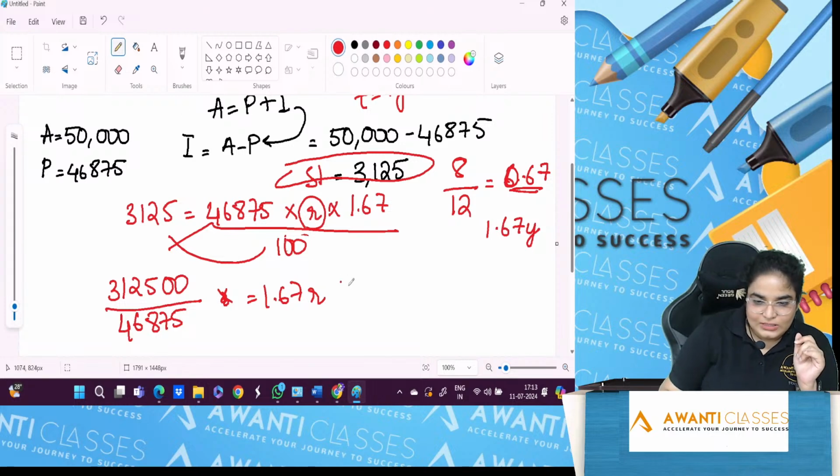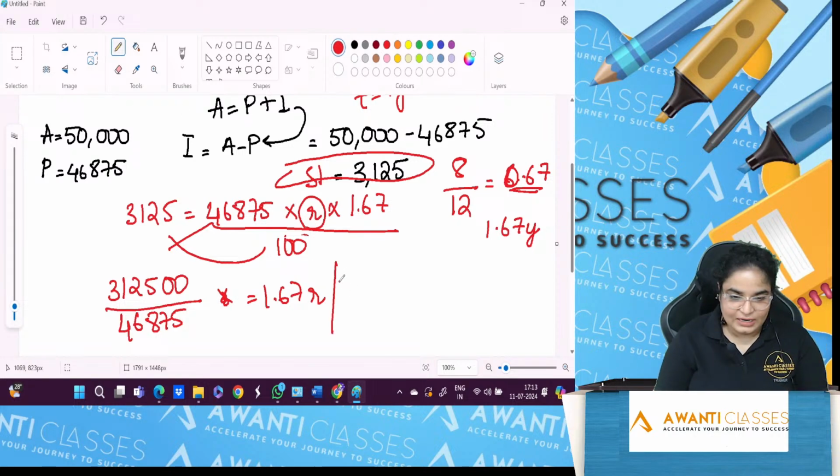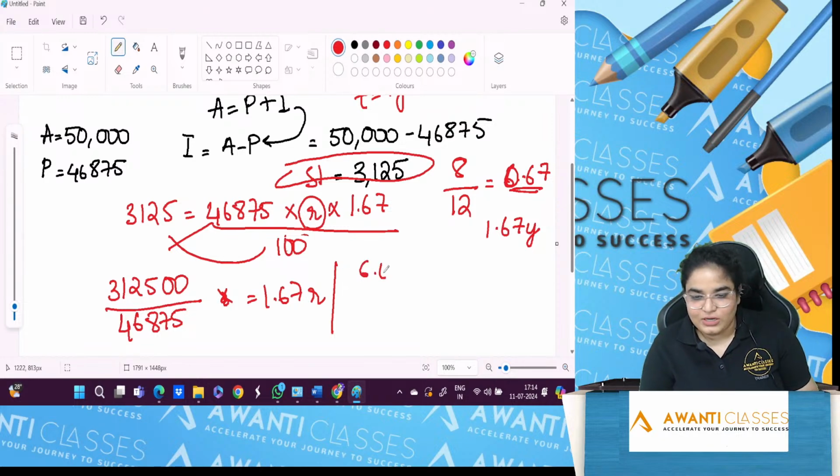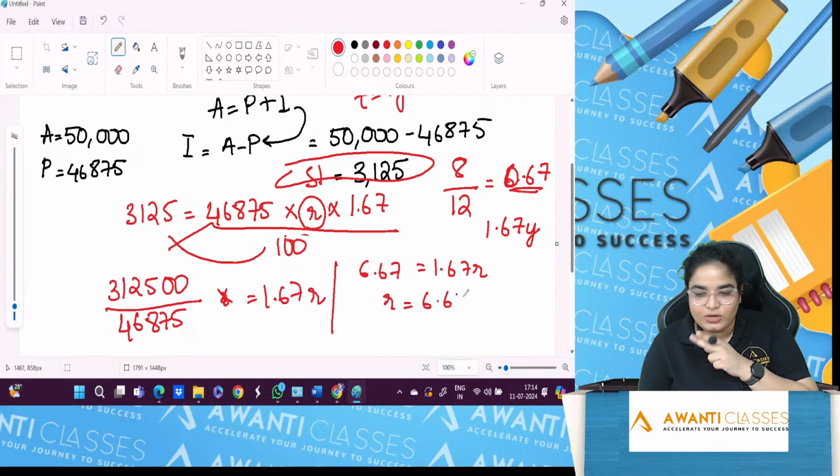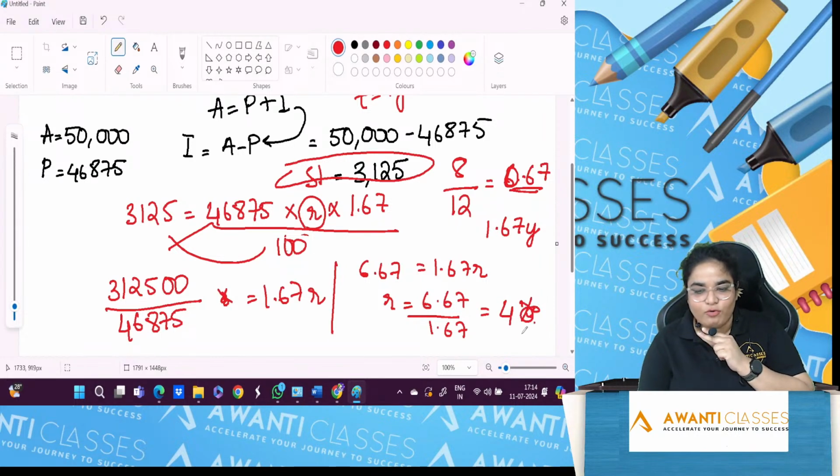Once this is done, how much are we getting? 312500 divided by 46,875 gives 6.67, which is equal to 1.67 R. So R is 6.67 divided by 1.67. That is 4%. You'll get 4 as the answer. The interest rate is 4%.